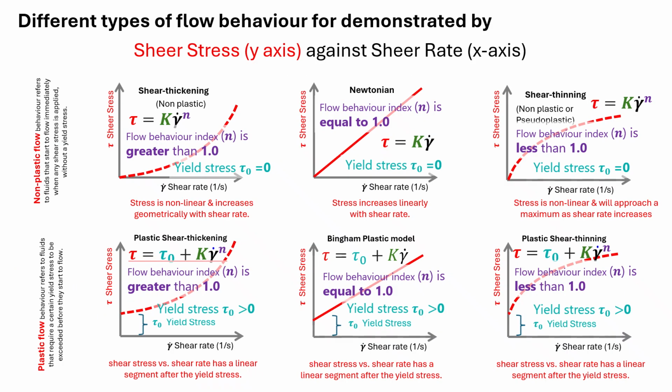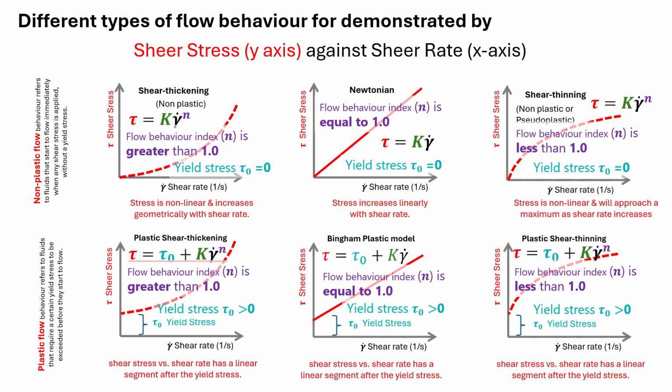Now, this slide is a little bit messy. However, what I've tried to do is put across all of the different scenarios of shear thickening, Newtonian and shear thinning models. And again, I've looked at this from the non-plastic and the plastic flow. For your sake, with the practical that you've done and the data that you're looking at, you're only looking at the top 3 graphs.